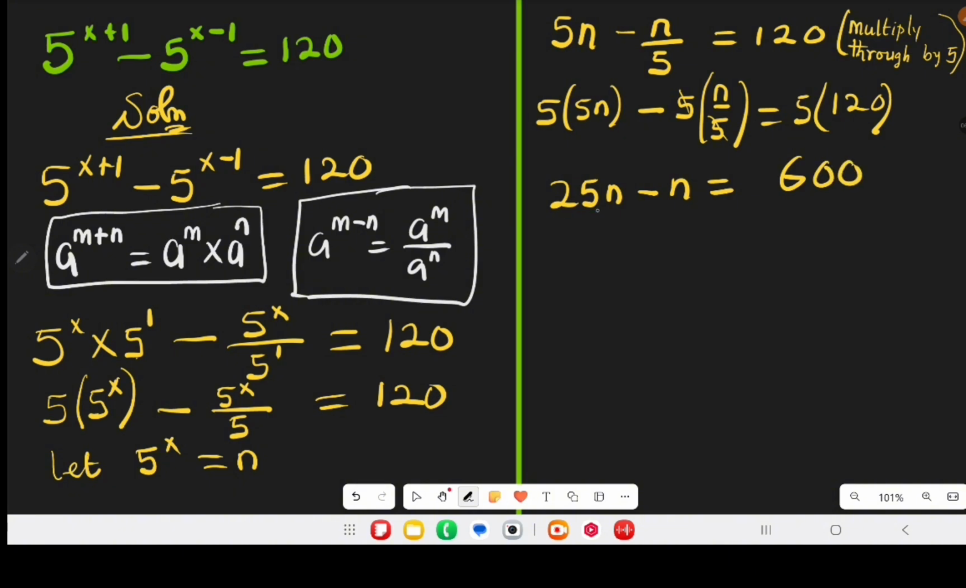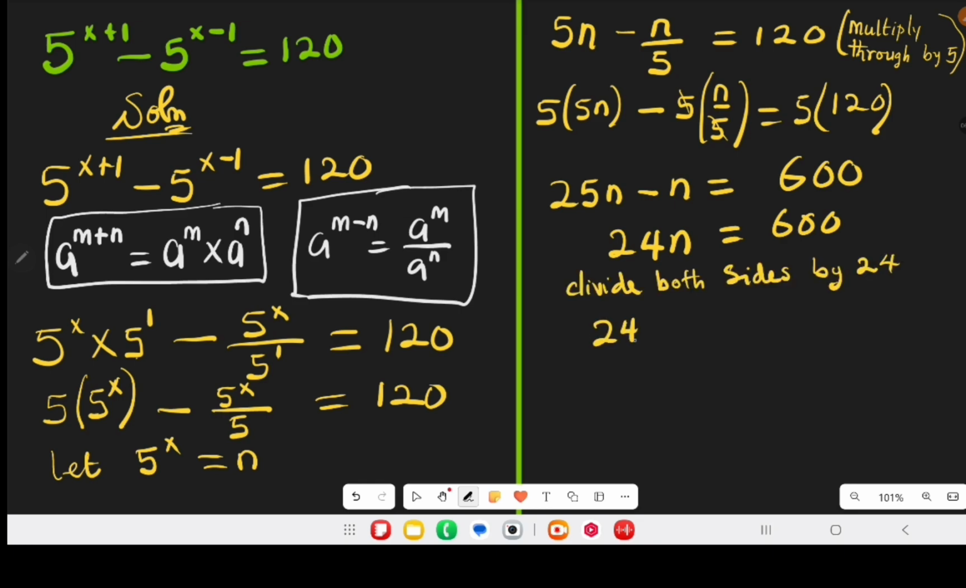Now 25n minus n gives us 24n equal to 600. Now we divide both sides by the coefficient of n, which is 24. Then we have 24n all over 24 equals 600 all over 24. 24 cancels 24, left with n equal to 600 divided by 24, which gives us 25. But that is not the end.